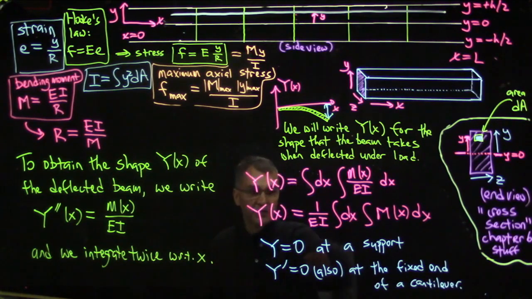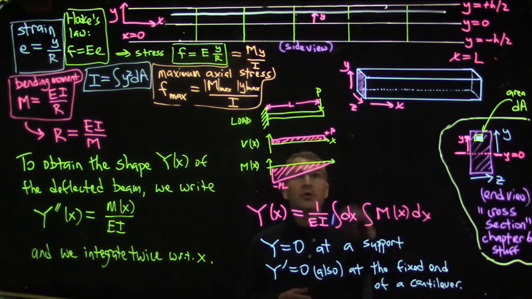So we'll get the two constants for a cantilever by saying at the fixed end y equals 0 and y prime equals 0. And we'll get the two constants for a simply supported beam by saying y equals 0 at both ends. In other words, y equals 0 at both places that are supported. So I will do a couple of those examples just for fun, but you don't have to know how to do them.